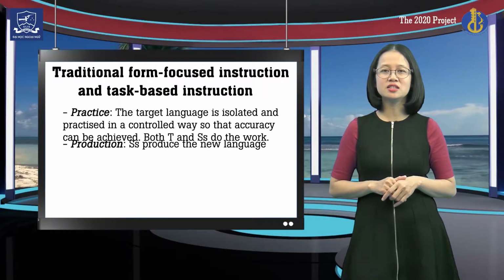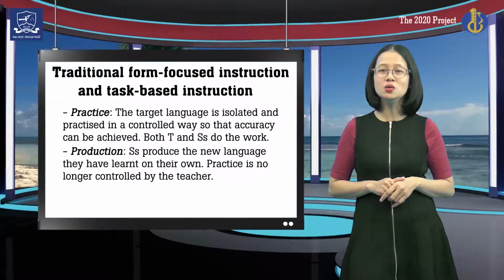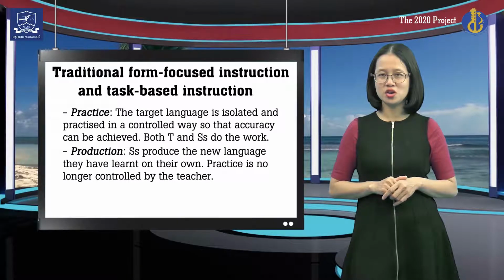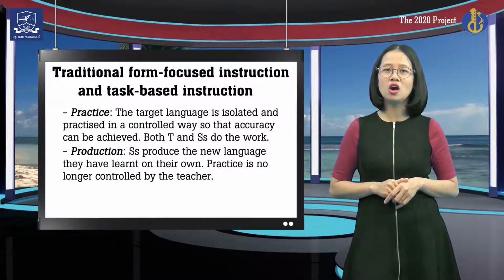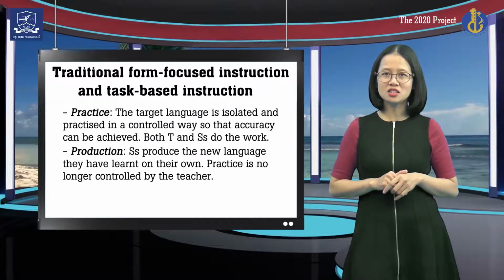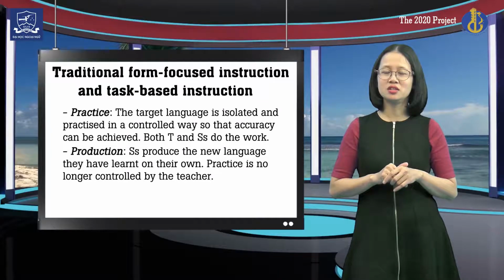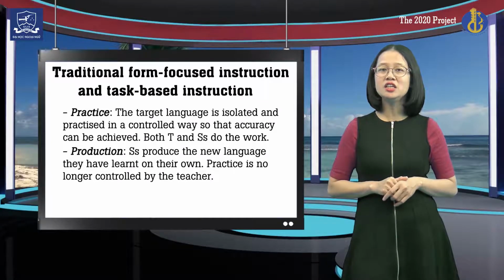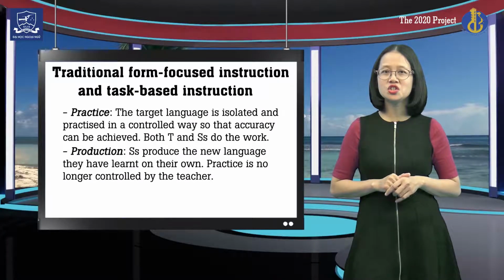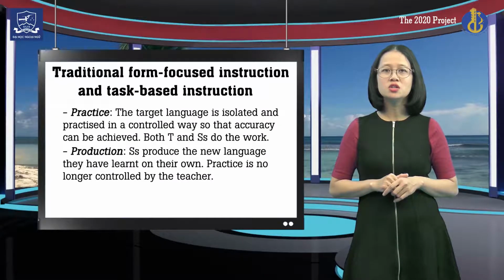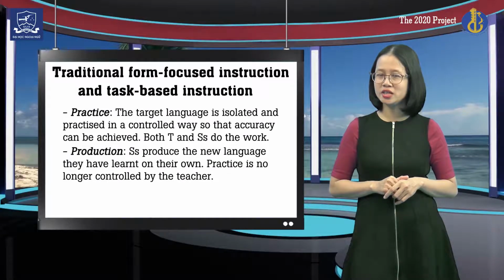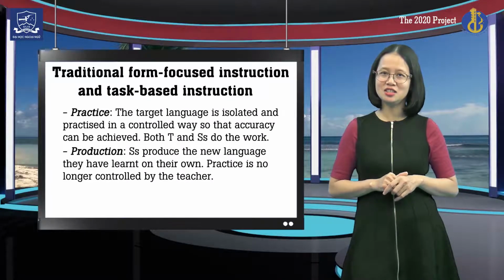Finally, production is a stage where students produce the new language they have learned on their own, without the teacher. In other words, at this stage, practice is no longer controlled by the teacher, and students say what they want to say, not what the teacher wants them to say. This stage is very important because learning takes place via doing, but not just by copying a model. To help students develop fluency, the teacher can make use of a number of communicative activities, such as role plays, discussion, and information gap activities.